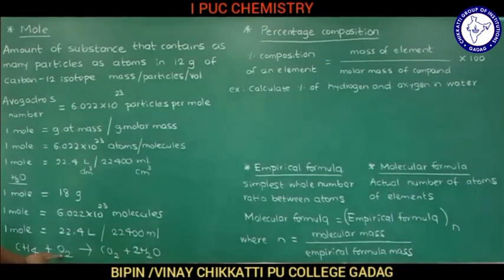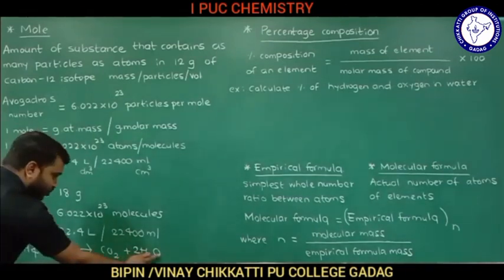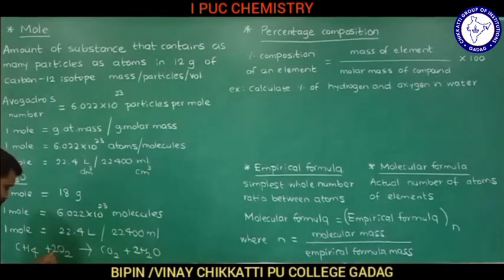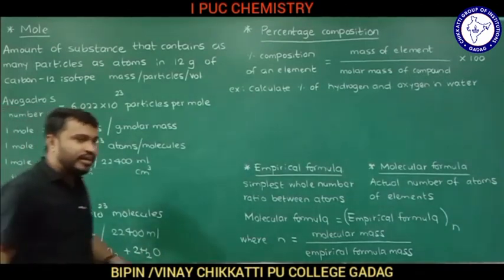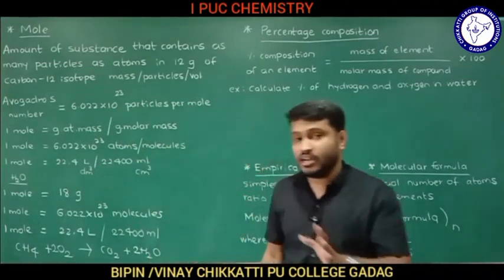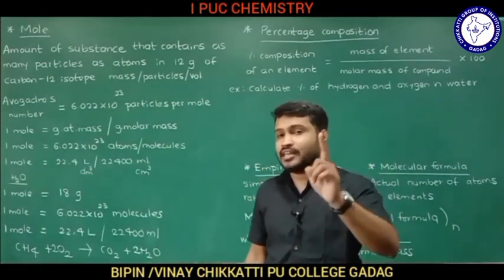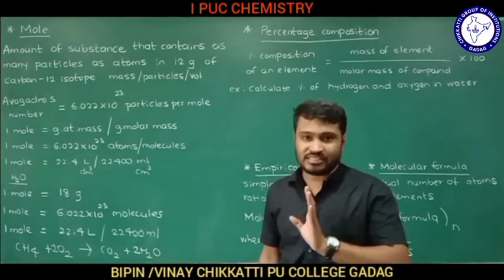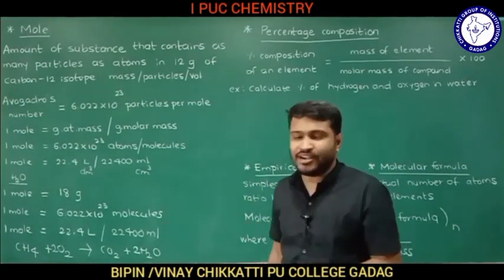So oxygen on the left-hand side is 2, and here it is 2 oxygen and 2 oxygen, totally 4. I am going to write 2 here, and that's what we call a balanced chemical equation. We have to consider the balanced chemical equation to follow the law of conservation of mass. I hope you know how to balance the equations and all these things.